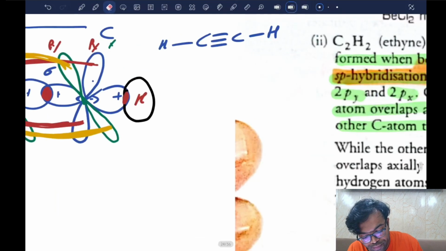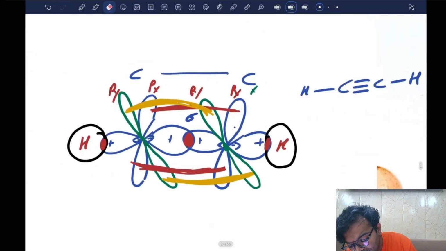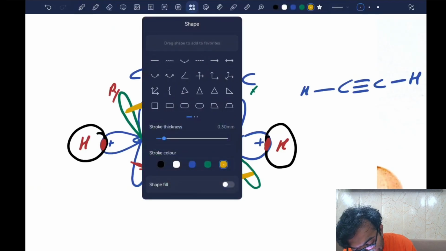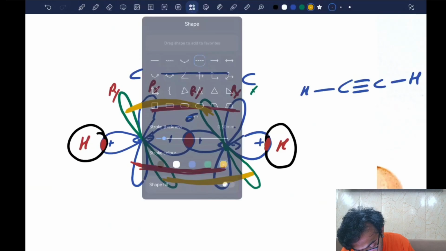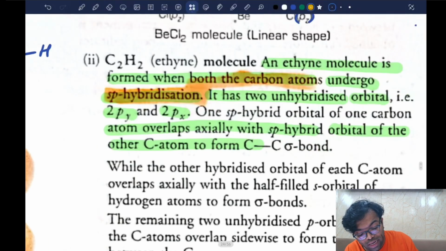Okay, let's move on. So one sp hybrid orbital of one carbon atom overlaps axially. Now look at this. Even the axis is also beautiful. Can you see the axis? This is the internuclear axis. The internuclear axis is where the z orbital is actually overlapping.